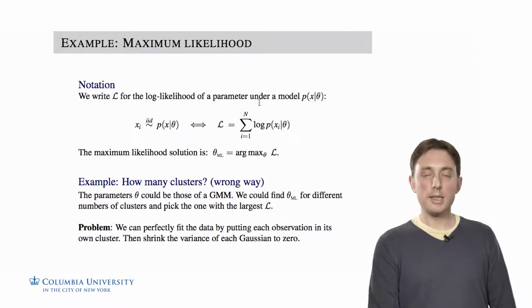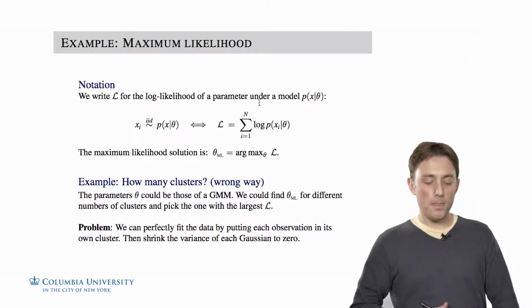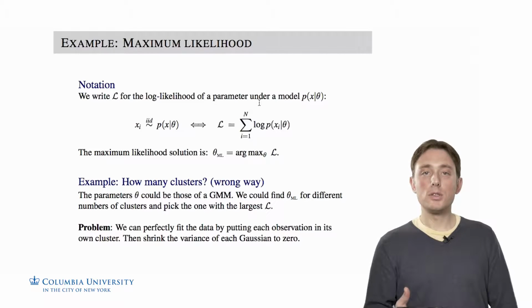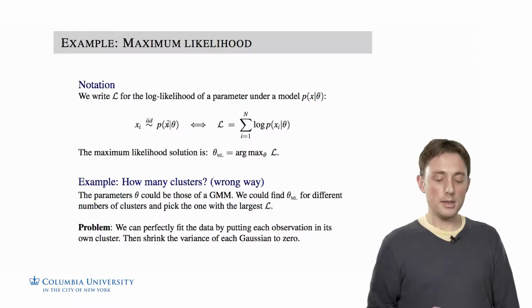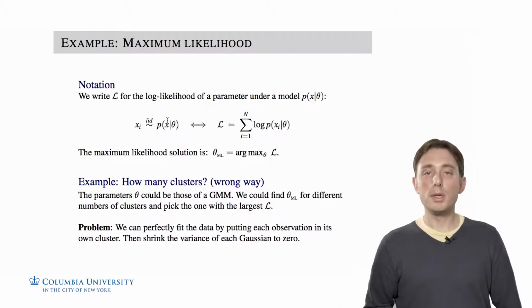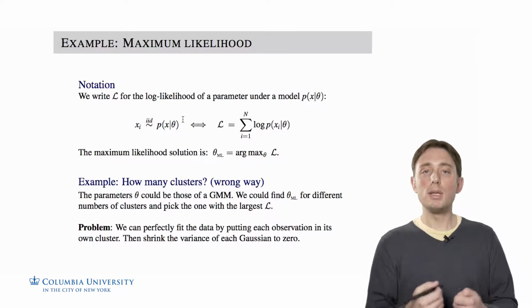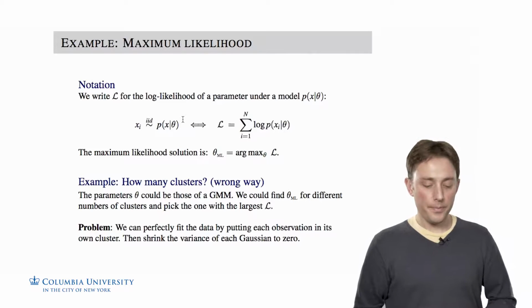So if this is the setting that we're working with, and we are, for example, wanting to learn how many clusters we should learn in our Gaussian mixture model, in that case this likelihood would be the Gaussian mixture model likelihood, and theta would be all of the parameters for the different Gaussians as well as the mixing weights on those Gaussians.